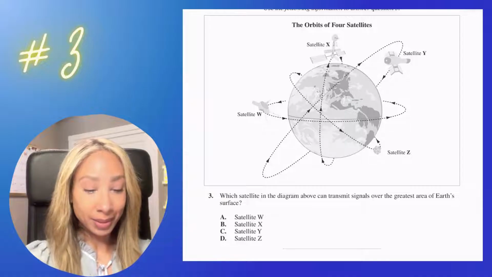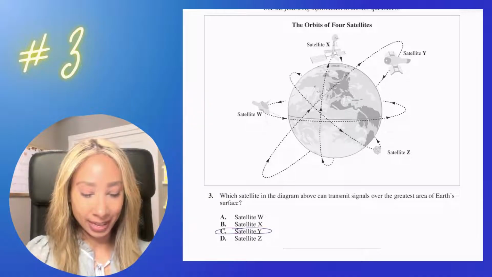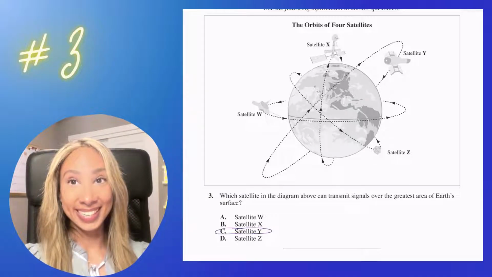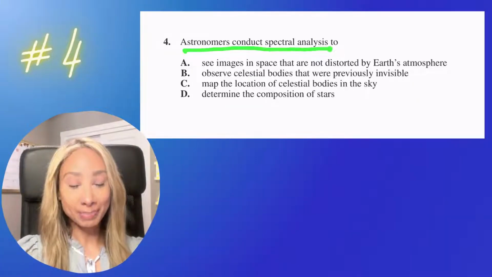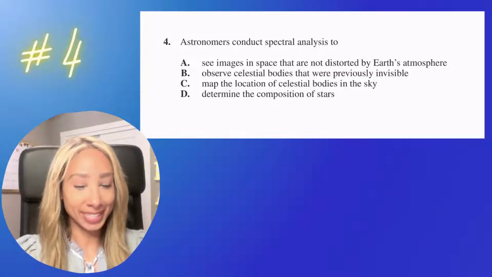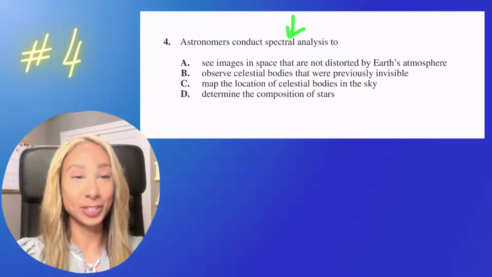So really, that's just a fancy way of them asking which one has the biggest distance. So if I'm looking at all of them, our biggest distance is going to be satellite Y. So our answer for this one is C. Number 4, so astronomers conduct a spectral analysis. What is the goal of spectral analysis?